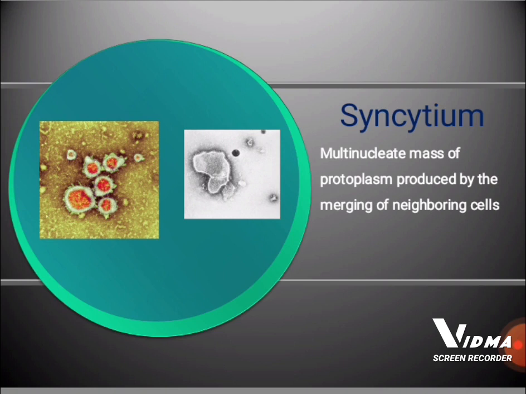The name is respiratory syncytial virus, right? So what is syncytial? Syncytium is a multinucleate mass of protoplasm produced by the merging of neighboring cells. That is, the protoplasm will be merged together and cause a multinucleate mass. That is called syncytium. That's why the name is respiratory syncytial virus.